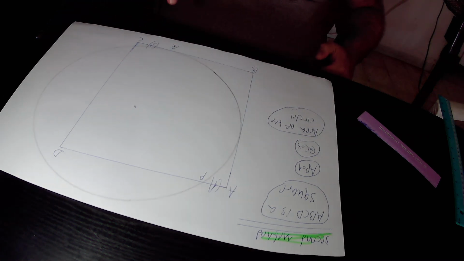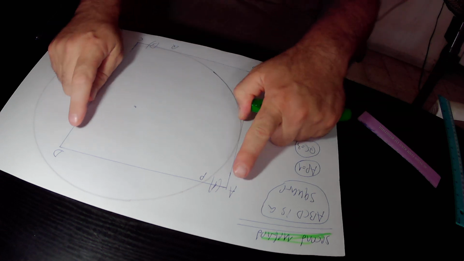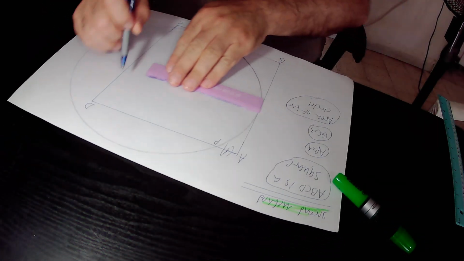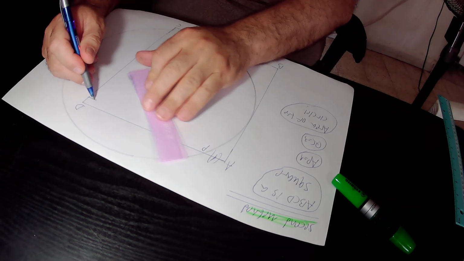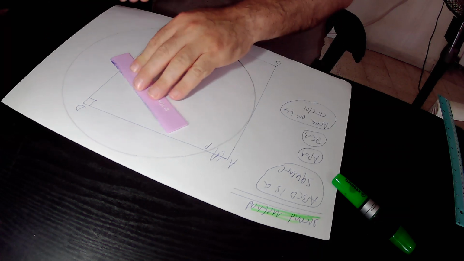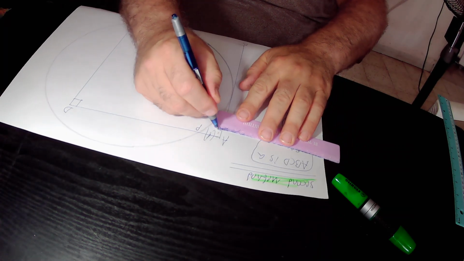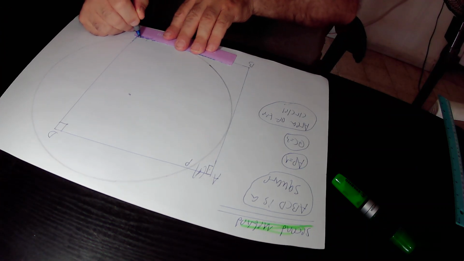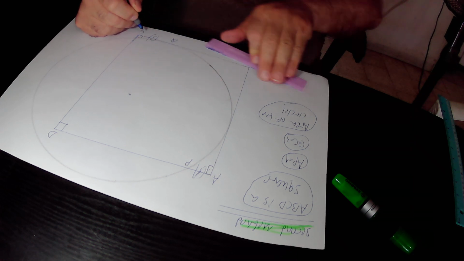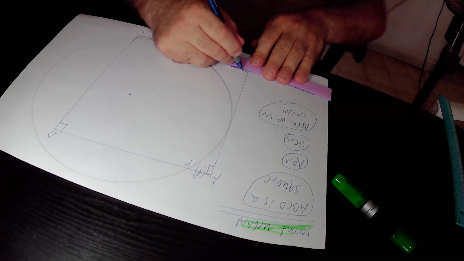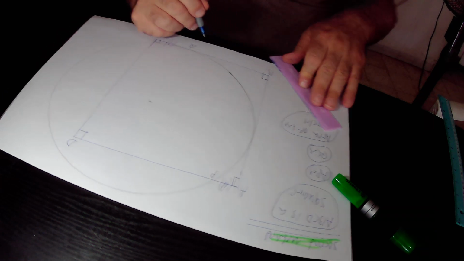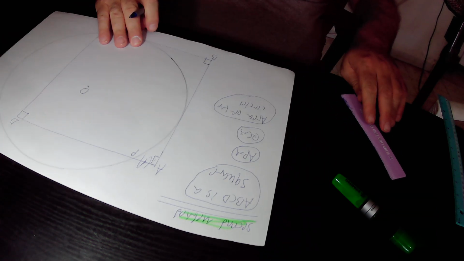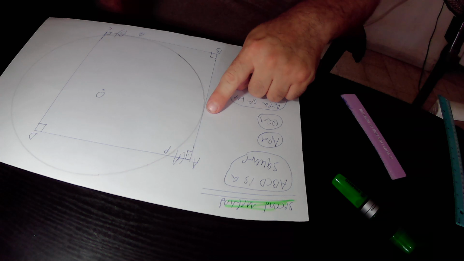So first of all, we know that ABCD is a square, therefore all 4 angles inside square ABCD are right angles. So this is a right angle. This is also a right angle. This is a right angle. And this is also a right angle. In the next step, we define the center of this circle. This point is point O. We define the point of tangency of tangent AB with this circle. This point is point S.